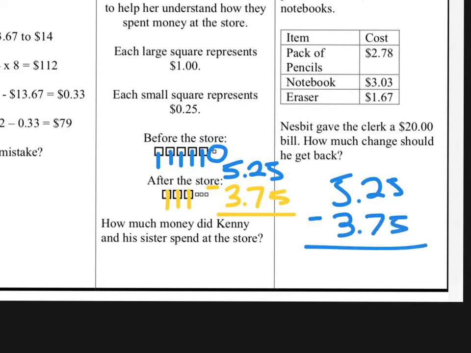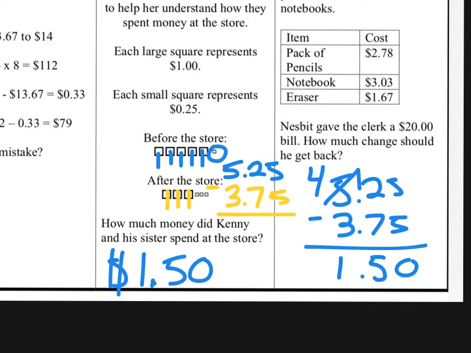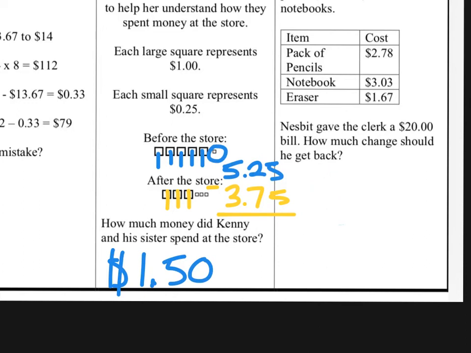So I know that 5 minus 5 will be 0. I need to break down the 5, or you can use the word borrow, or you can use the word decompose, and that makes it a 12 minus 7, which will give me 5. So we know it will be 50 cents back so far. And 4 minus 3 equals 1. So we know that they spent $1.50 at the store. And we can prove that by adding $1.50 with the $3.75. That's how much they have left after the store. And it should give us the $5.25 back. So that's going to be our answer, $1.50.